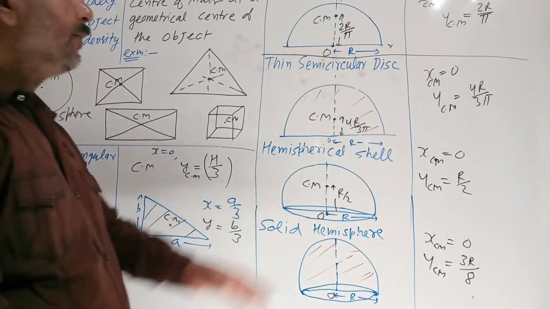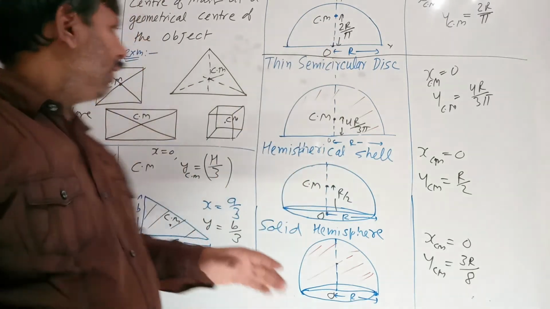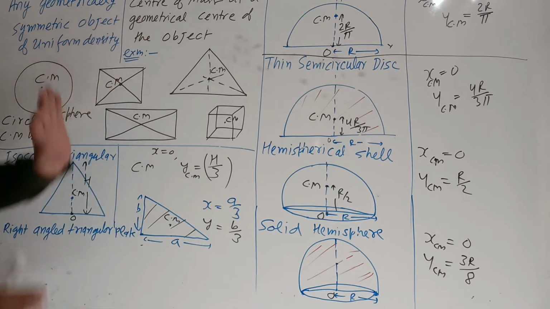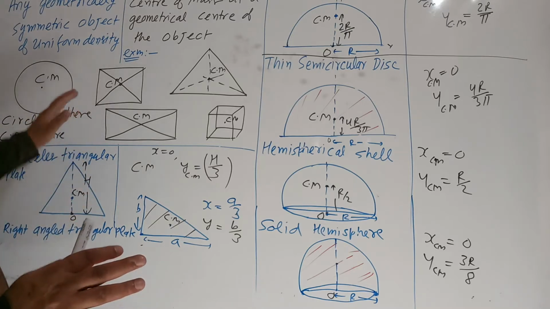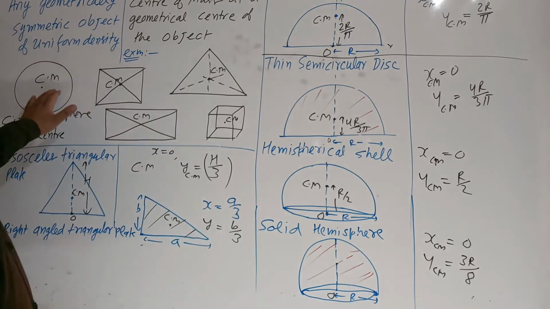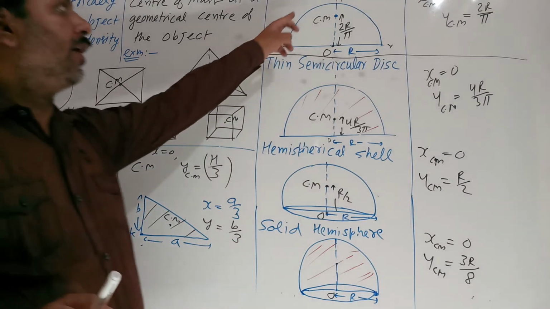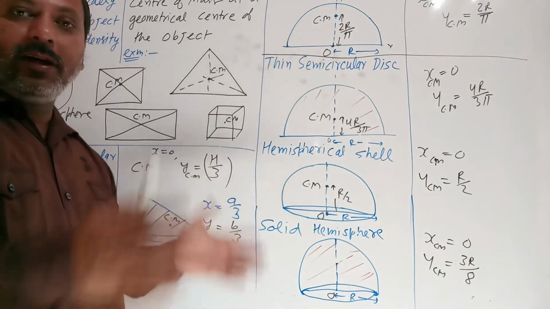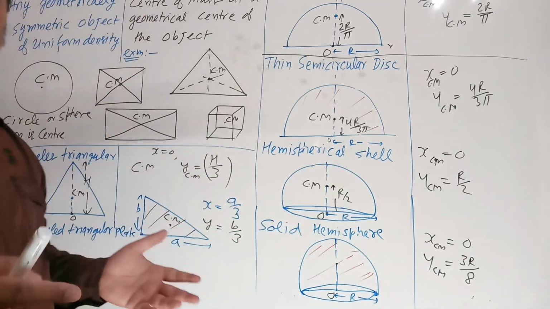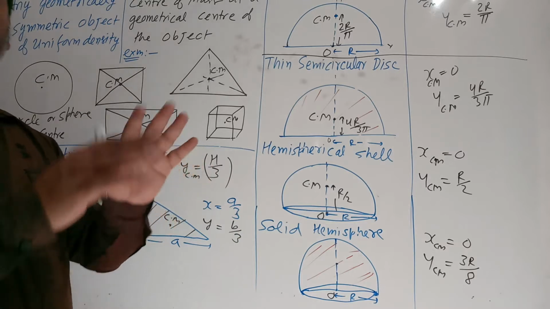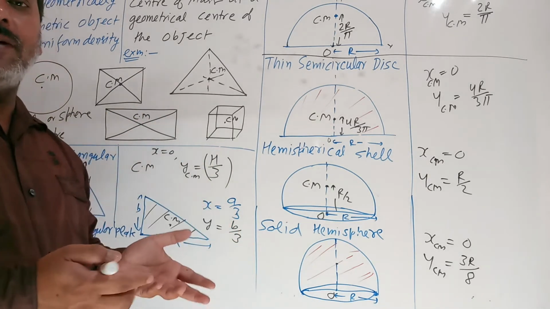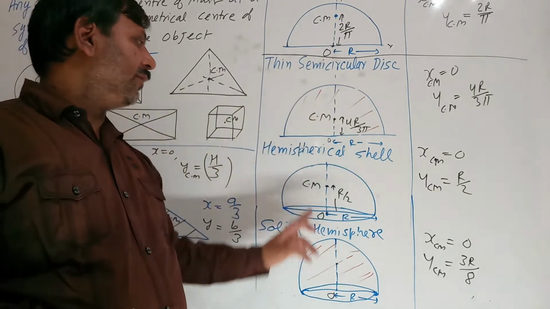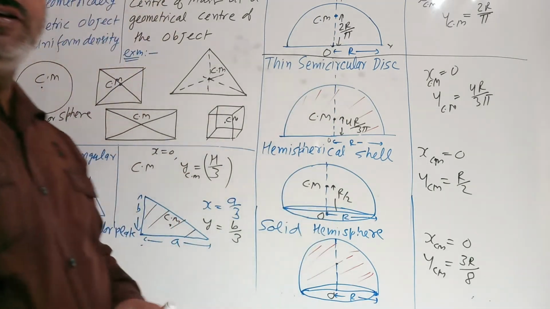This is for the hemisphere. For a circular ring or circular disc, that is symmetrical about both the x-axis and y-axis, so the center of mass is at the geometrical center, meaning the center of the sphere. So for a full circular ring, circular disc, spherical shell and solid sphere, the center of the sphere will be the center of mass. Here I have shown the ring, this is the disc, this is the hemispherical shell, and this is the solid sphere.